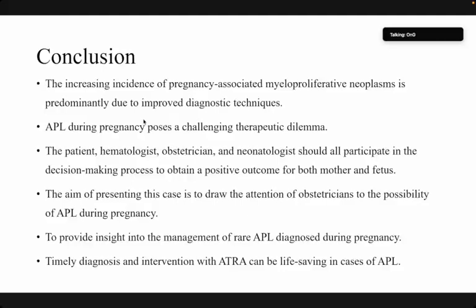So in conclusion, the increasing incidence of pregnancy-associated APL poses a challenging therapeutic dilemma. The patient, hematologist, obstetrician, and neonatologist should all participate in the decision-making process to obtain a positive outcome for both mother and fetus. The aim of this review is to provide insight into the management of rare APL diagnosed during pregnancy. Timely diagnosis and intervention with ATRA can be life-saving in all cases of APL.